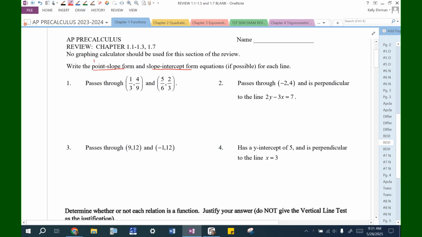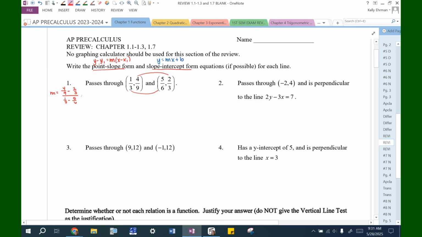So you need to study that y minus y1 equals m times x minus x1. That's point slope form. And slope intercept form is y equals mx plus b. All right, so we want the equations for the line that passes through these 2 points. So first you need a slope. I usually just do first point minus the second point. So I'm going to do 4/9 minus 2/3, change in y, over change in x, 1/3 minus 5/6.